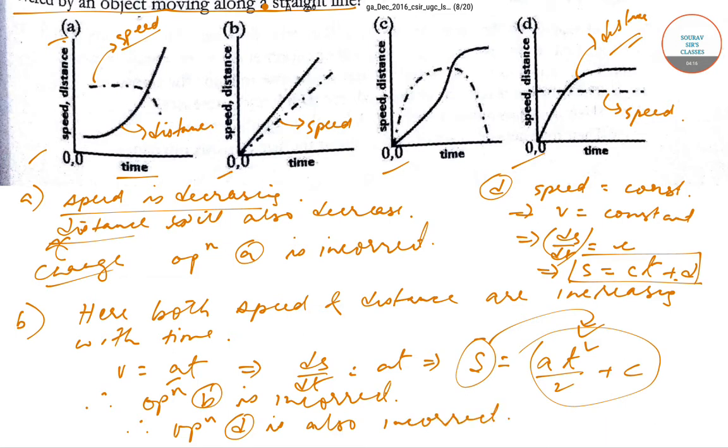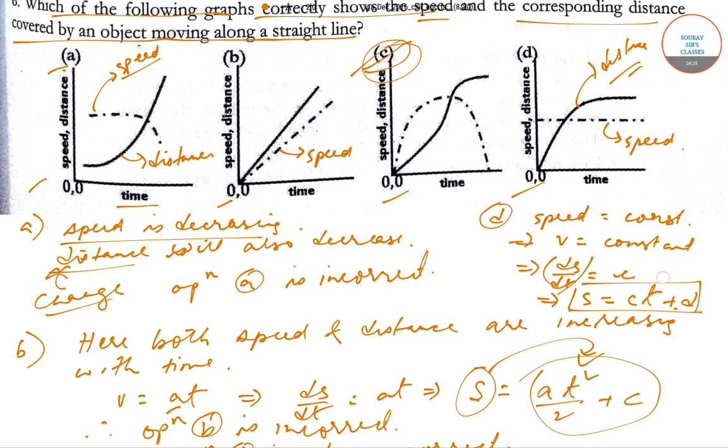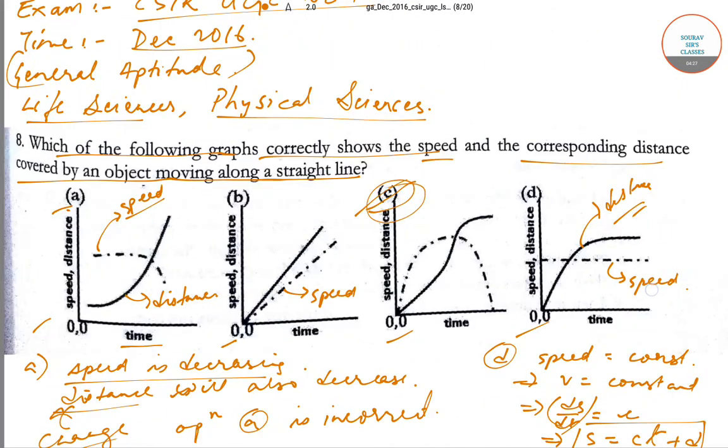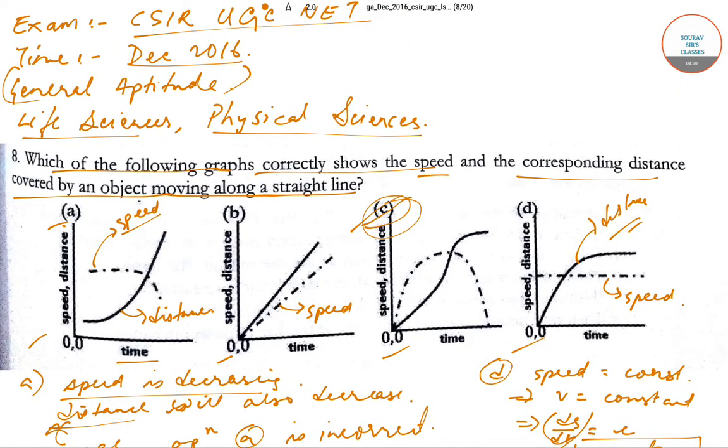So the only option that we have been left with is option C, which is the correct option. So today we have solved a general aptitude question which came in the December 2016 general aptitude portion of life sciences and physical sciences paper. We'll be solving the next questions in the subsequent videos.